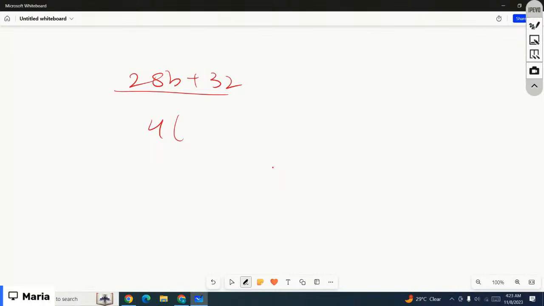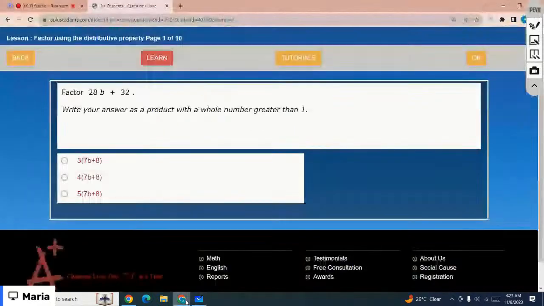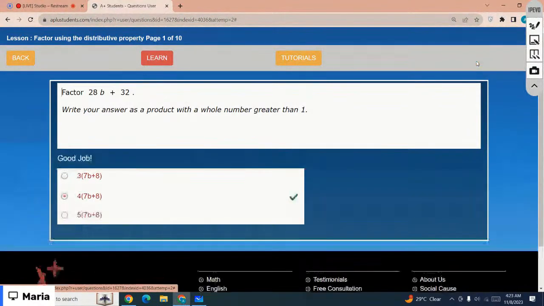Take common 4. 4 times 7 is 28, so that would be 7b, and 4 times 8 is 32. So it would be 4 times 7b plus 8. Got it? That's how you factor the numbers. That would be 4 times 7b plus 8. Option number B is the correct option. Got it?